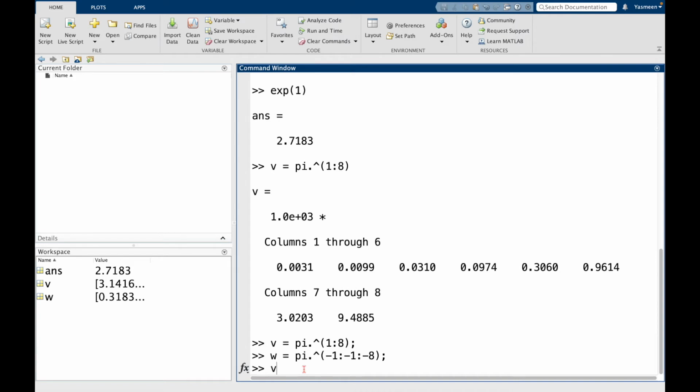So I can do v times w. And again, if I just type it like this, there's going to be an error. I need the dot to let MATLAB know I want to do element-wise multiplication. So I'm going to suppress the output. And let's also give this vector the name u.